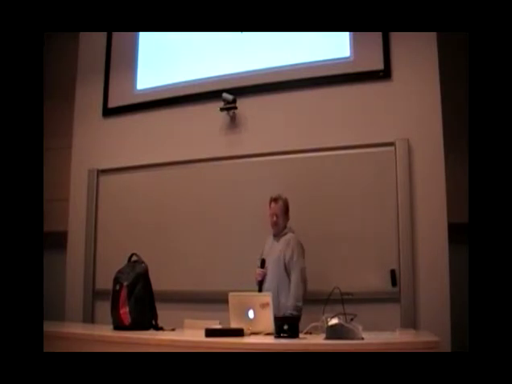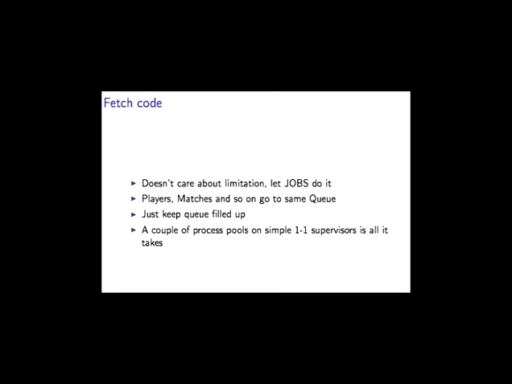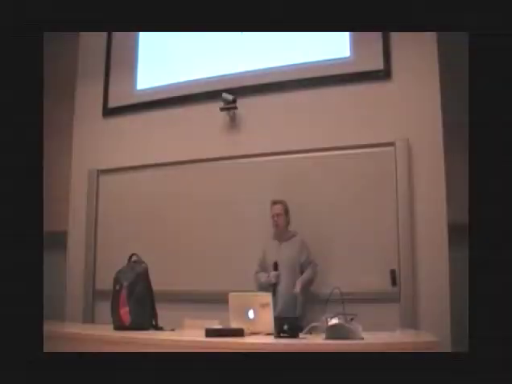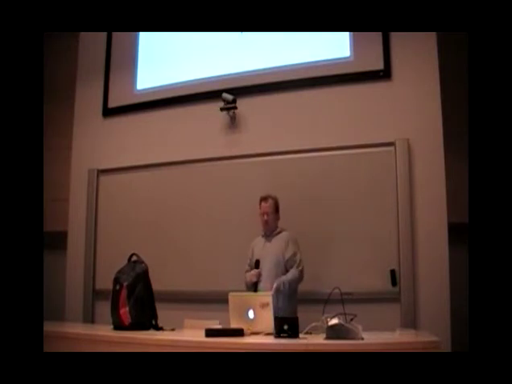So the basic thing here is that the fetch code is not at all caring about limitation. We let jobs care about limitation. We outsource this choice to jobs. And then we push everything into the same queue. So it doesn't matter what kind of thing we want to fetch, it's still the same queue that is going to be used for that. We basically just make sure that the queue is filled once in a while, such that there's always jobs to actually do. And in order to ensure that we're not losing a job and we do not know about it, we put everything on a single one-for-one supervisor, and we send that to the crash log if something goes wrong in there. That's basically how that works.